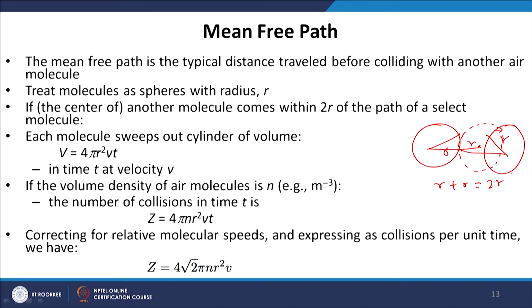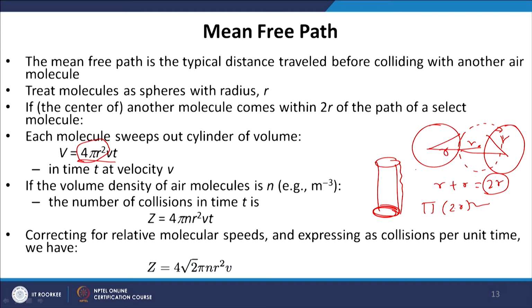So, now when you consider 2r as the effective distance between the two centers, each molecule sweeps out a cylinder of volume 4πr²vt. You can consider that there is a cylinder like that. What will be the volume of the cylinder? This is the area of this circle times this distance. Now, what is the area? π into (2r)², because this is the effective distance for the collision to happen. Now, (2r)² is 4r². So, this is 4πr², that is the area of the base.